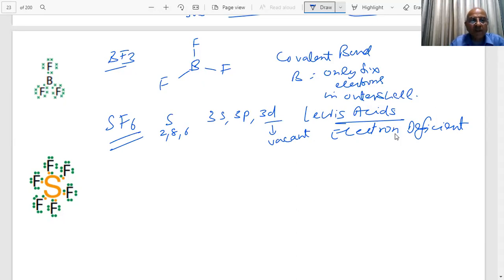So what can happen? Sulfur has 6 and there are 6 fluorine which are combining with this. What will happen then? 6 fluorine. How will you draw them? As you have seen, students, 6 fluorine are coming. 1, 2, 3, 4, 5, and 6. You can balance the rest of the electrons. 8.